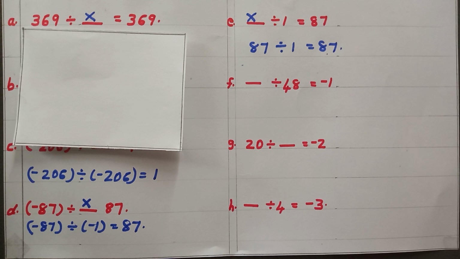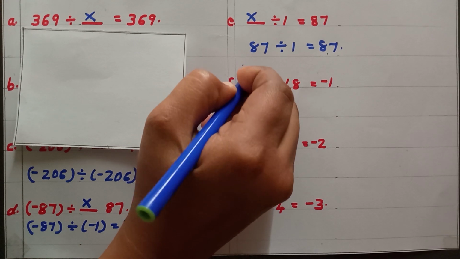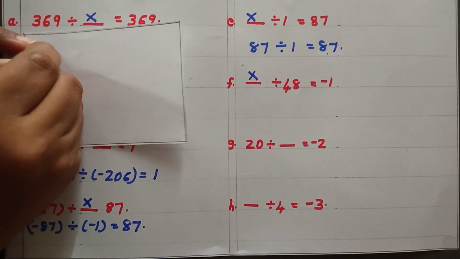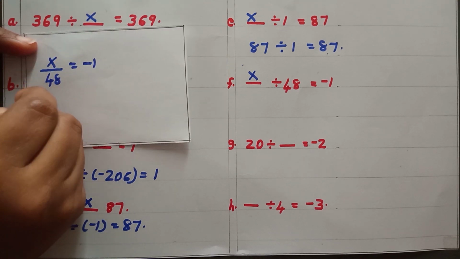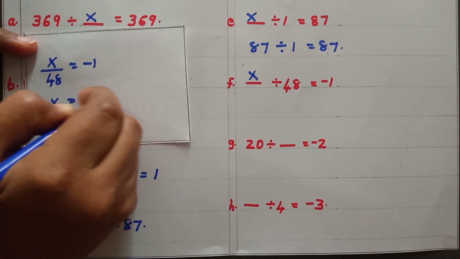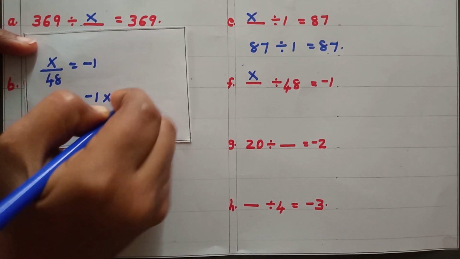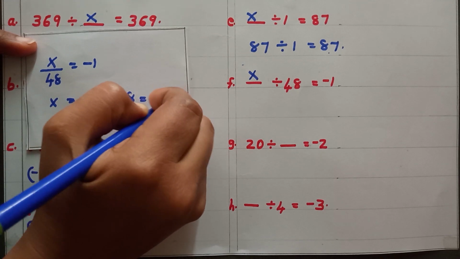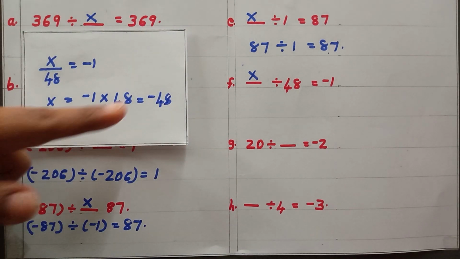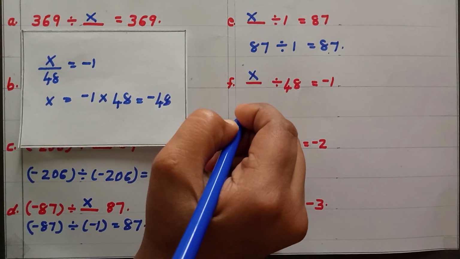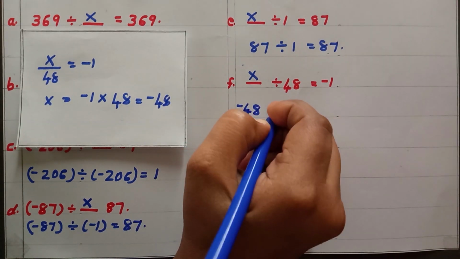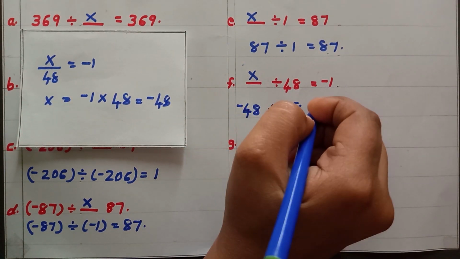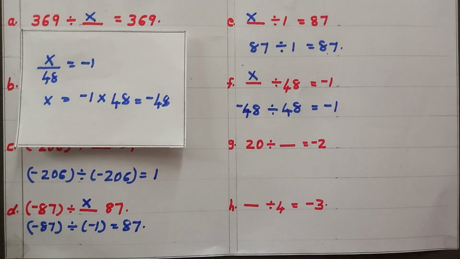Then question number F. Dash divided by 48 equal to minus 1. Let this dash be x. So x divided by 48 equal to minus 1. X is equal to minus 1 into 48 equal to minus 48. So what is the value of x? Minus 48. So we can write down here minus 48 divided by 48 equal to minus 1.